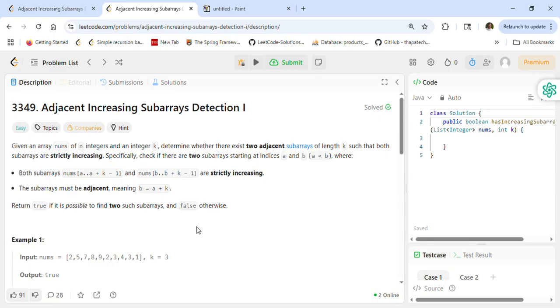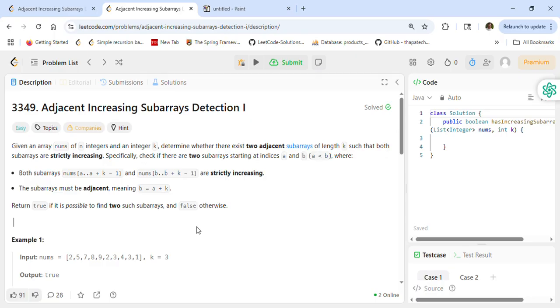Today we are going to solve LeetCode problem 3349, Adjacent Increasing Subarrays Detection 1. So, another array-related interesting coding problem. We are going to go through this problem and understand the logic with some examples so that it will be easy and clear for you. So let's start with the problem statement first.